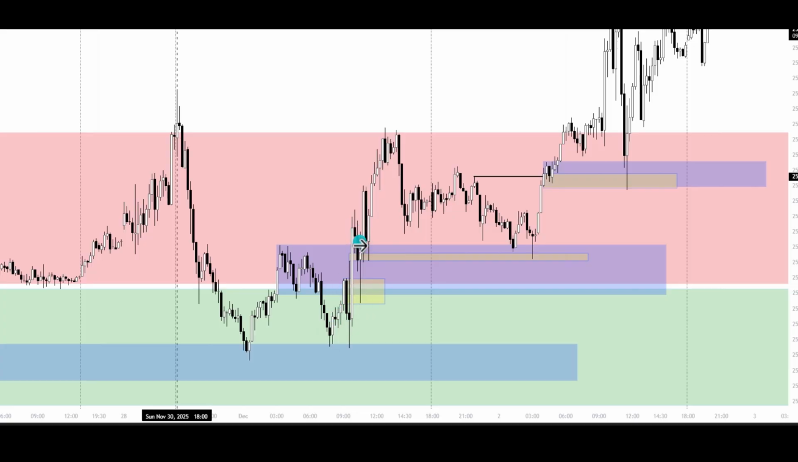So price comes inside the breaker, doesn't close below the breaker, closes inside the FVG, but doesn't close below the FVG. So we know we are bullish. So you can take entry at this candle right here and exit right there, or you can wait for the FVG to get rebalanced again.